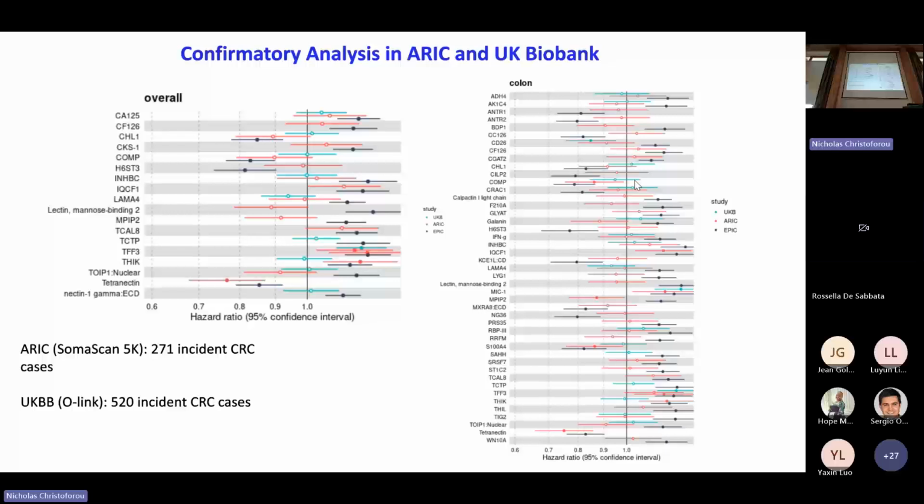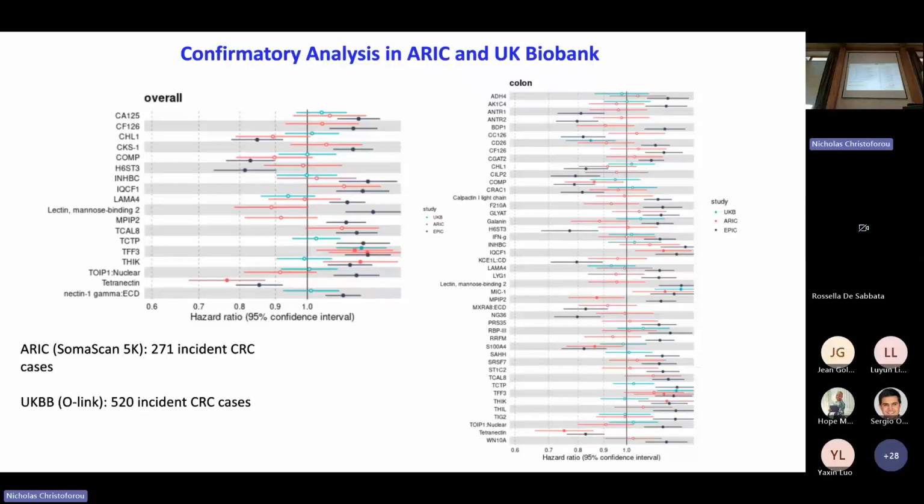As I said, we're very interested in trying to confirm these results. So obviously we can do what we can within EPIC to try to limit false positive findings, but ultimately we want to try to confirm our findings in external cohorts. Within ARIC, they had around 270 incident colorectal cancer cases. Then UK Biobank, which has Olink data, not SomaScan currently, they have around 520.